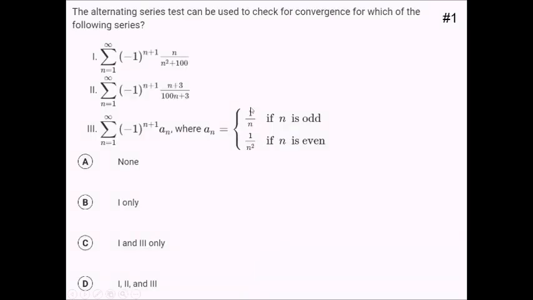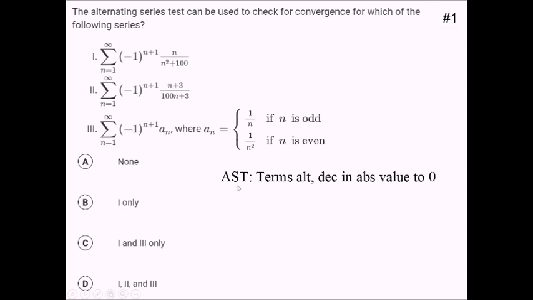For this problem, we want to know which of these options the alternating series test can be used to check for convergence on. Recall the AST says that you'll converge if your terms are alternating and decreasing in absolute value to 0. And that's all it says. So we need the alternating, and we also need this decreasing in absolute value to 0 business. Well, alternating, we've got that with all three options. They all have this -1 to the n plus 1 term going on in there.